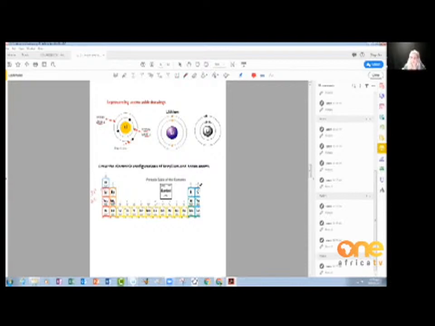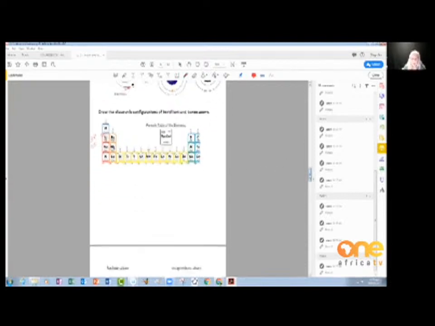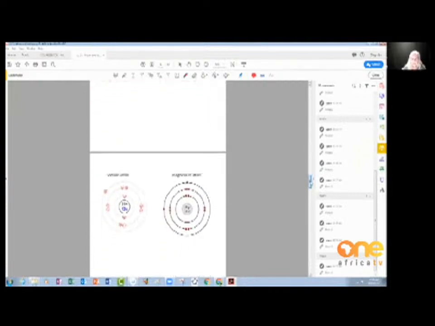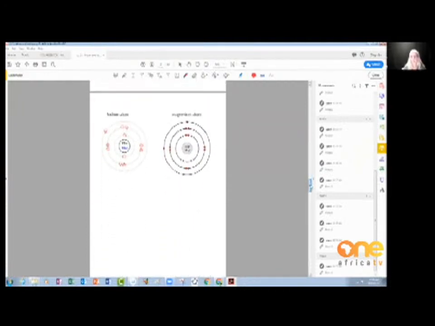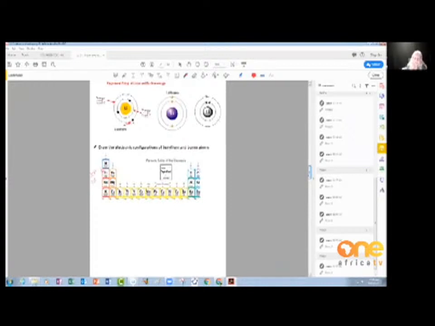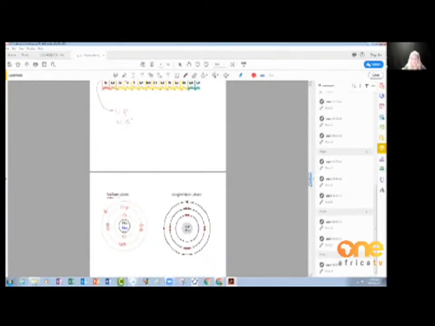For example, we can see another example, not lithium but something else. This is a sodium atom. Let's see, where is sodium in the periodic table? Here it is. It has an atomic number of 11, which means sodium has 11 protons, and of course 11 electrons in a neutral atom. So we have to place 11 electrons around the nucleus.